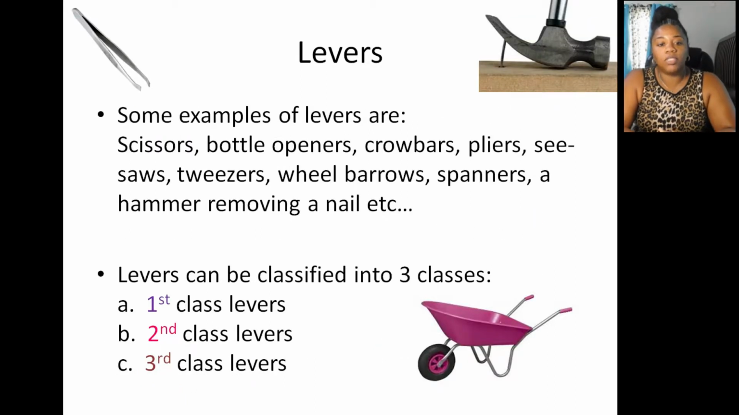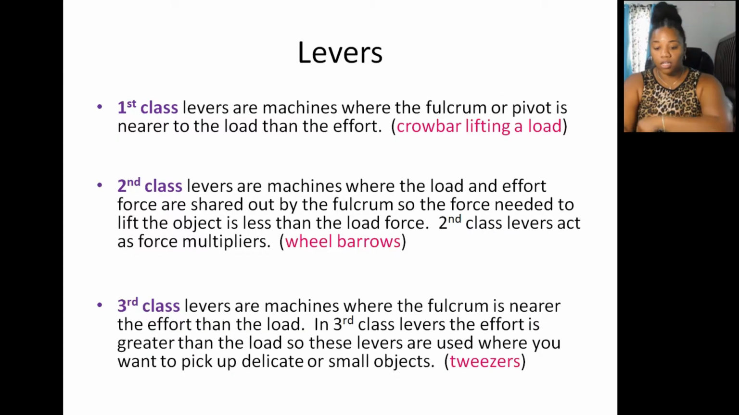Some examples of levers are scissors, bottle openers, crowbars, pliers, seesaws, tweezers, wheelbarrows, spanners, and hammers. And a hammer removing a nail, right? So you have seen levers everywhere. You are in contact with levers. You've been using levers all the time, right? There are three types, or classes, of levers. You have first class, second class, and third class. And we're going to explain that on the flip side.